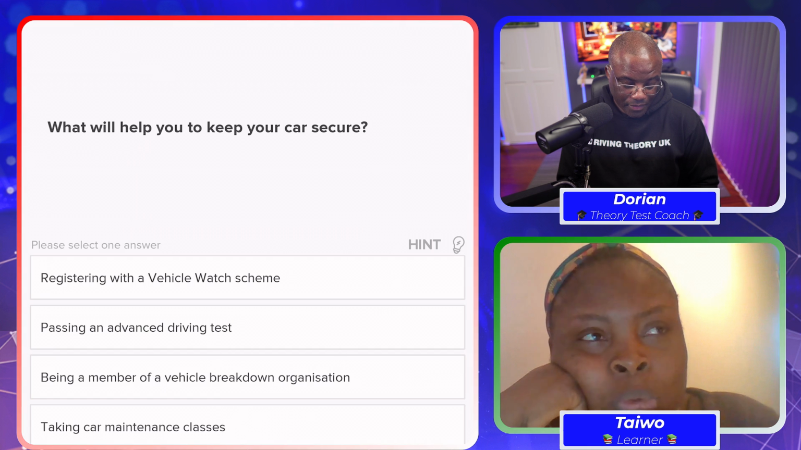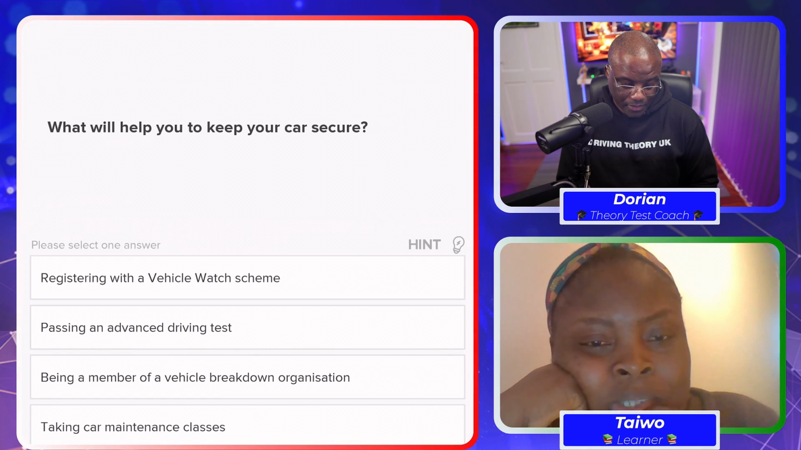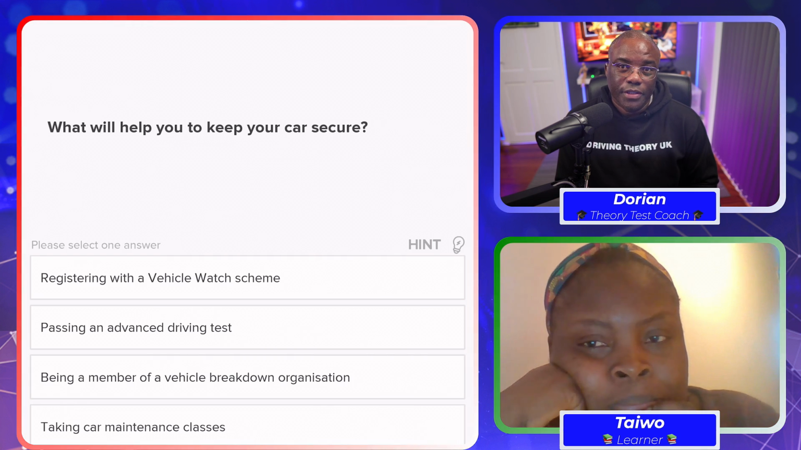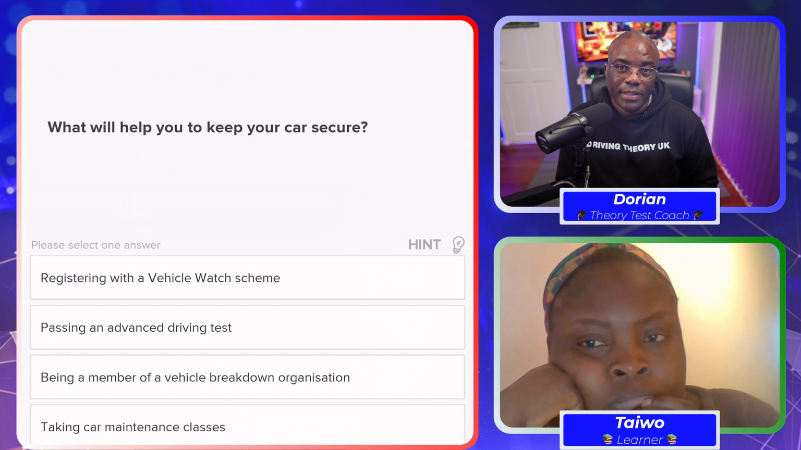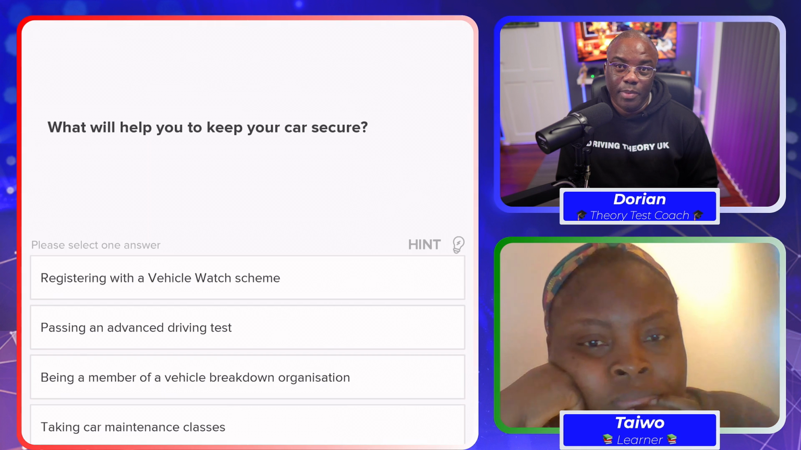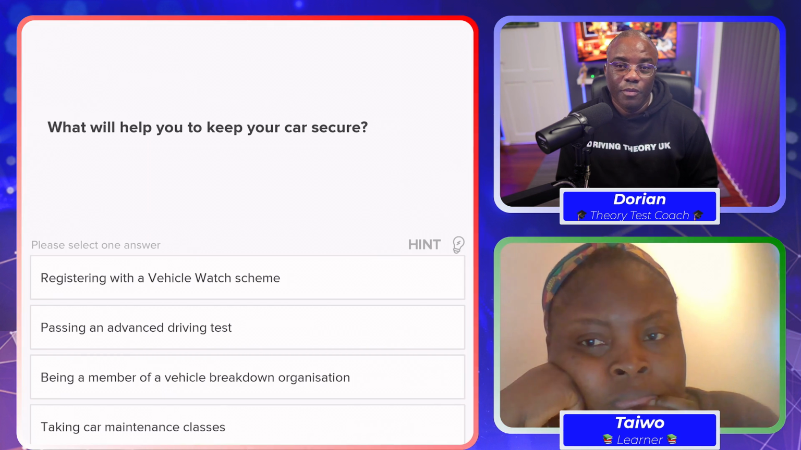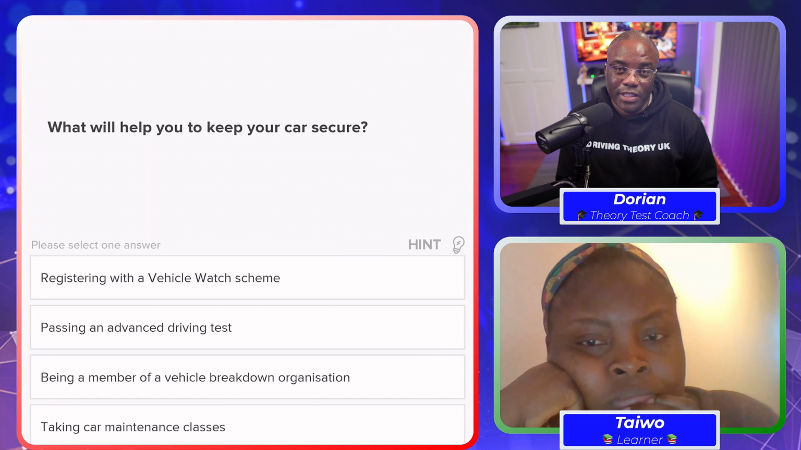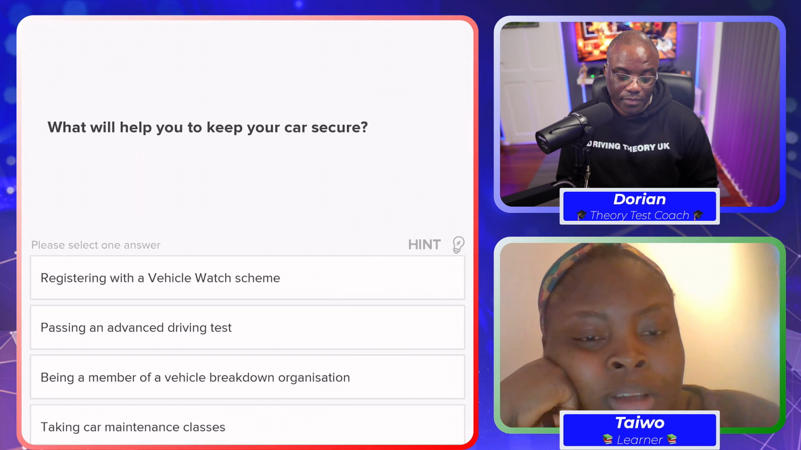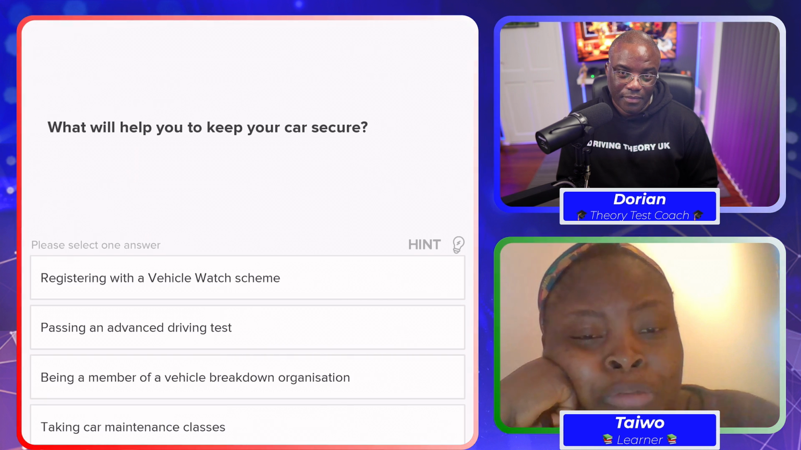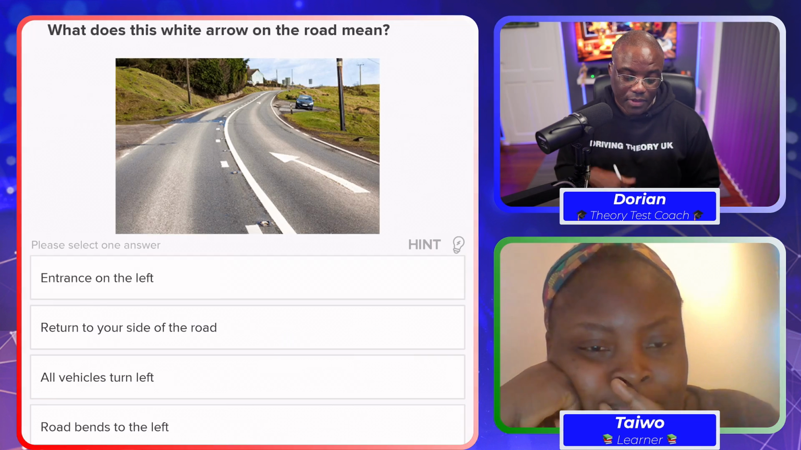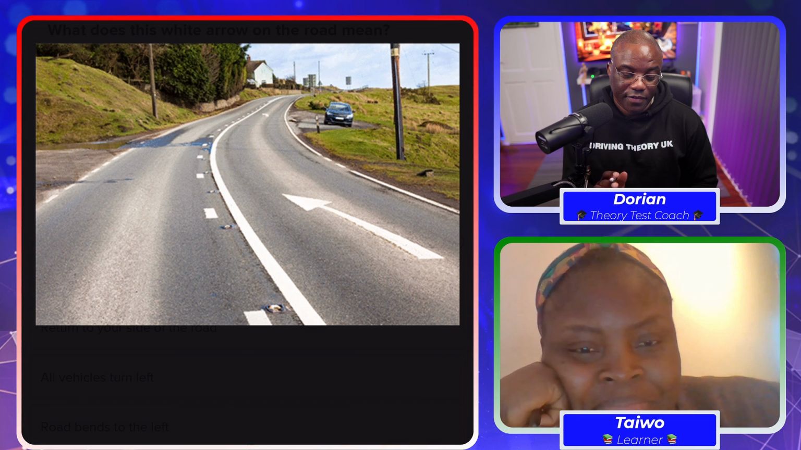Registering with a vehicle watch scheme. What is a vehicle watch scheme? It's like neighborhood watch. It's just a sticker in the window. By putting the sticker in the window, you're asking the police to pull the driver over from time to time to ask them questions, if they have permission to drive the car. I will go for A, but can we flag this one? Yeah, we flag it.